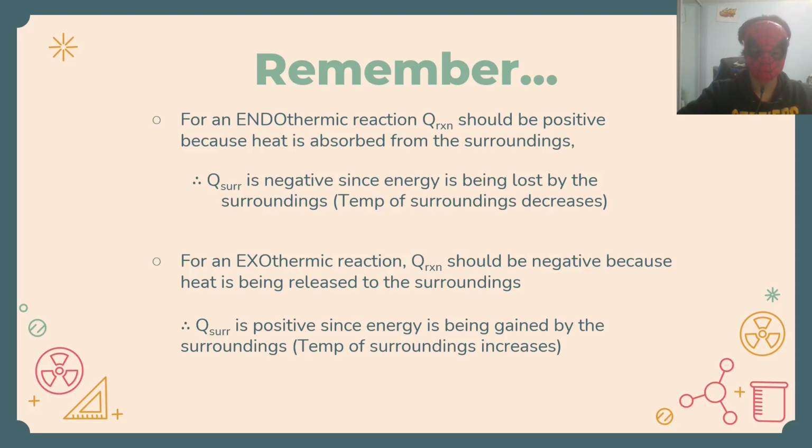On the other hand, for an exothermic reaction, heat is released by the system to the surroundings. Therefore, the heat of the reaction, Q reaction, is negative. This also means that the heat absorbed by the surroundings, Q surroundings, is positive. This is because energy is being gained by the surroundings, resulting in an increase in temperature.